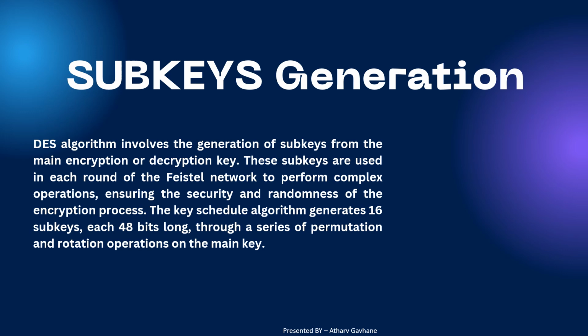Subkey generation. The DES algorithm involves the generation of subkeys from the main encryption or decryption key. These subkeys are used in each round of the Feistel network to perform complex operations, ensuring the security and randomness of the encryption process. The key schedule algorithm generates 16 subkeys, each 48 bits long, through a series of permutation and rotation operations on the main key.